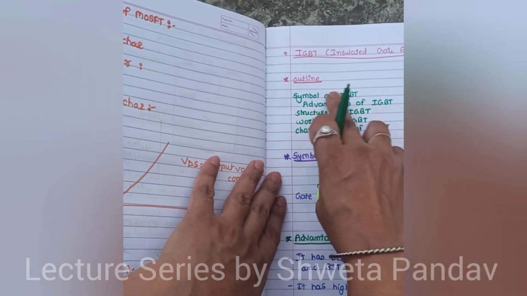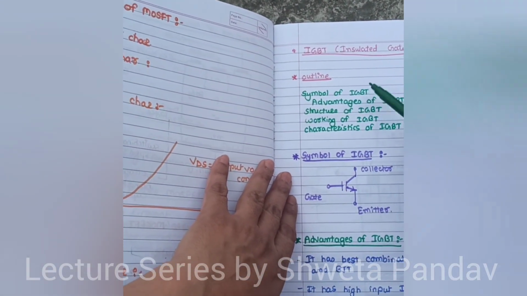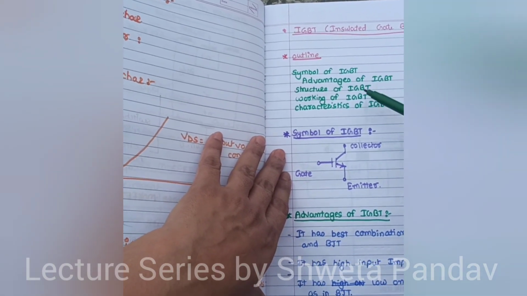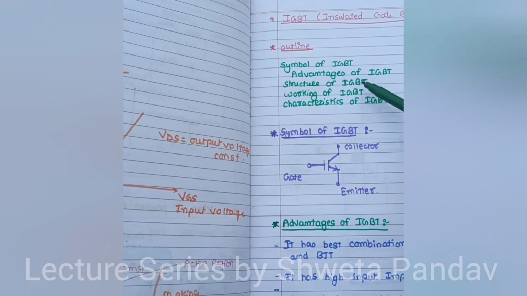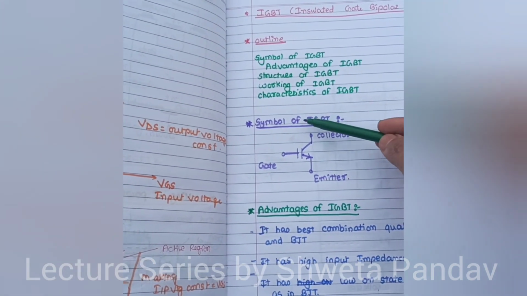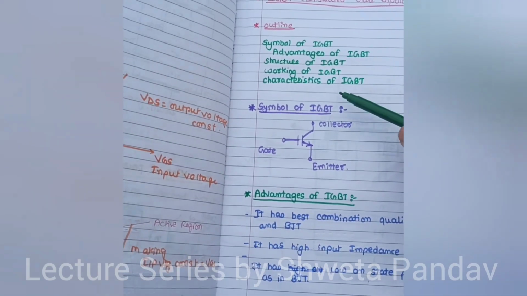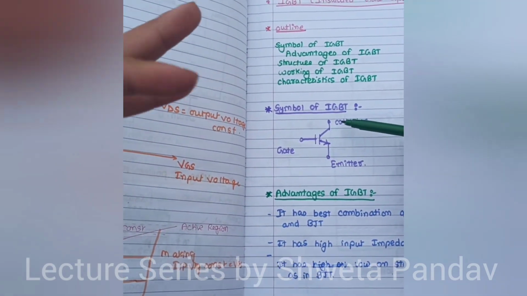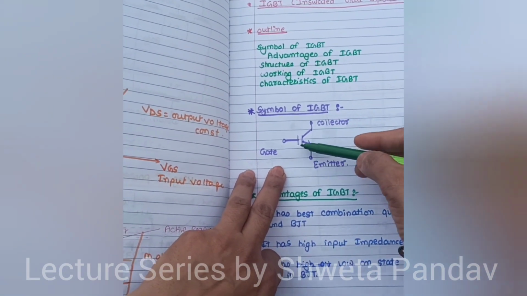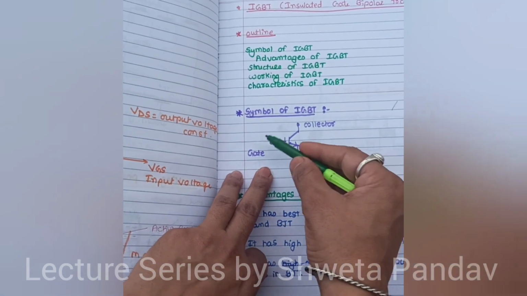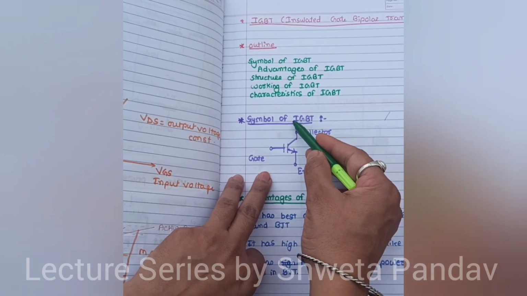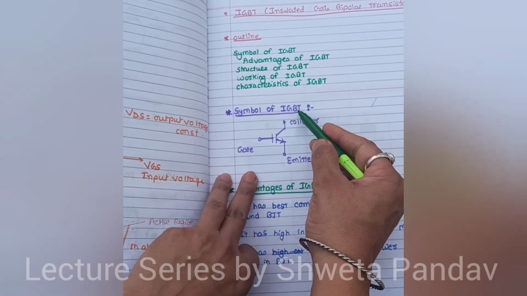Okay, this is the outline of today's session. In this session we will see the symbol of IGBT, advantages of IGBT, structure of IGBT, working of IGBT, and characteristics of IGBT. Now let us start with the symbol of IGBT. This IGBT has three different terminals: gate, collector and emitter. As seen from the symbol, the gate is insulated from the collector and emitter, so it is called an insulated gate bipolar transistor.